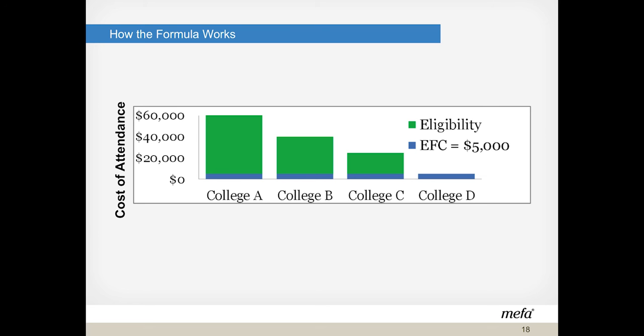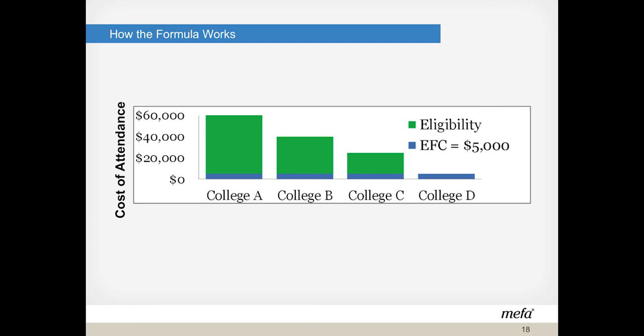The blue part of the bar represents my EFC, what my family is expected to contribute. So of that $60,000 of College A's cost, my family has to contribute $5,000. The rest of that bar, the green part of the bar, is what I'm eligible to receive in financial aid, because that's the difference between the total cost of college minus what my family has to contribute.